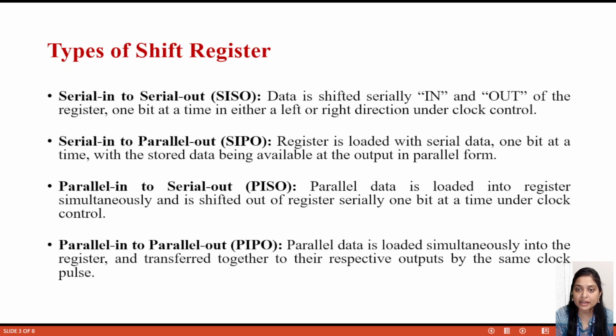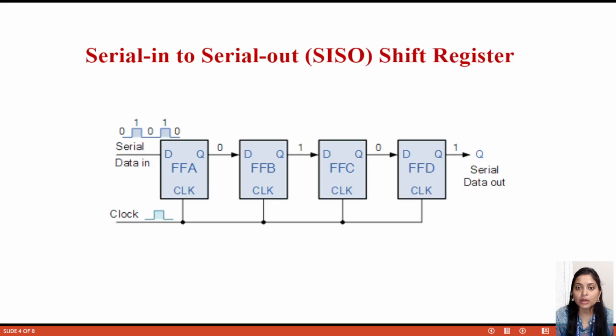PISO, parallel in, serial out. That means we enter the data in parallel, and serially, one by one, we get the output from the output section. PIPO, that means parallel in, parallel out. That means we insert the data simultaneously, in parallel, and we also get the output in parallel.